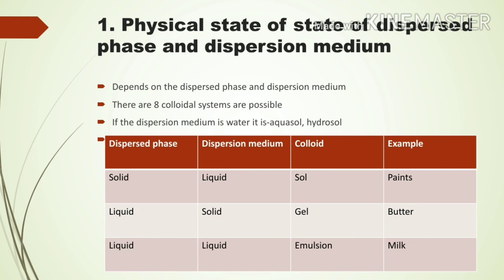And on reversing, if the dispersed phase is liquid and the dispersion medium is solid, what will happen? It will give a colloidal system called gel. An example is butter. If both the dispersed phase and dispersion medium are liquid, it is an emulsion. A very good example is milk. Got the point? So milk is an example of emulsion, butter is an example of gel, and paint is an example of sol.